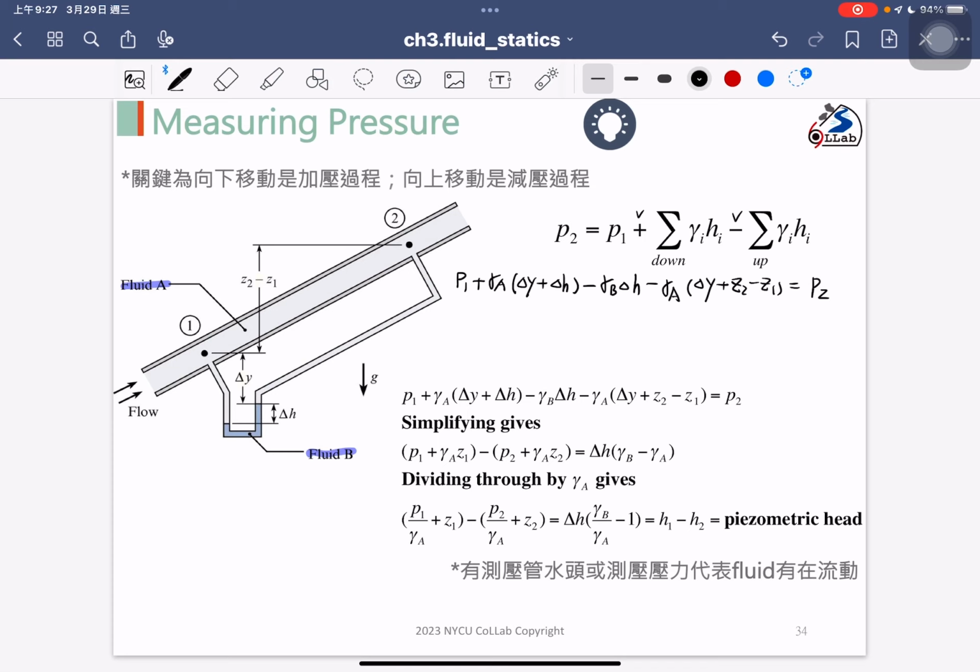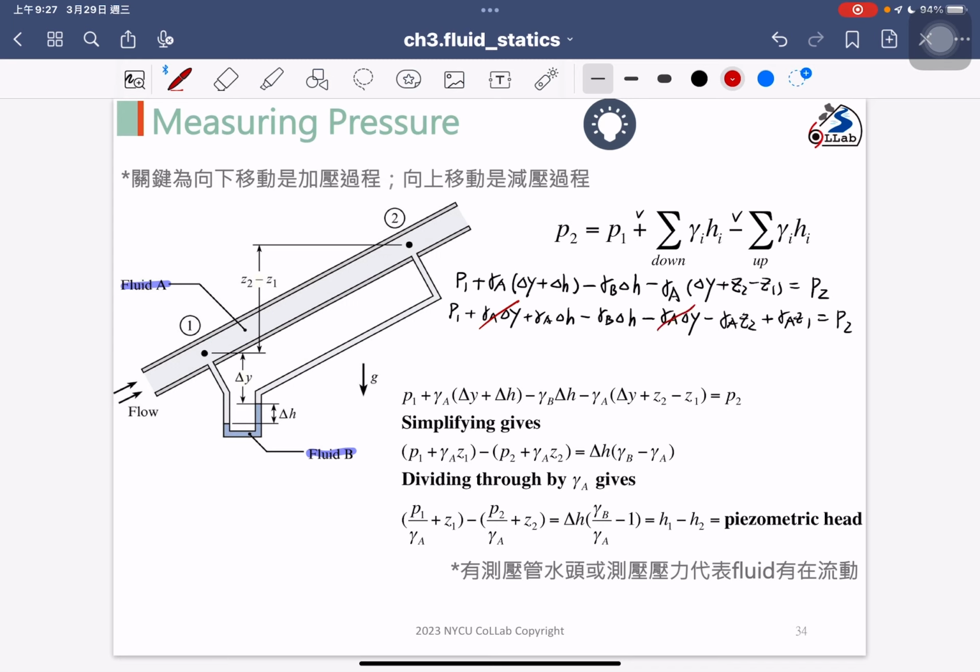So we expand the equation: P1 plus gamma A delta Y plus gamma A delta H, minus gamma B delta H, minus gamma A delta Y, minus gamma A delta Z, plus gamma A Z1, Z2, and equal to P2. So you can figure out some items can be cancelled out. The first one is gamma A delta Y minus gamma A delta Y.